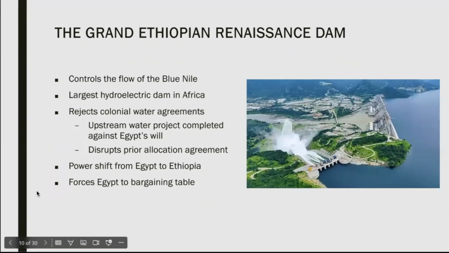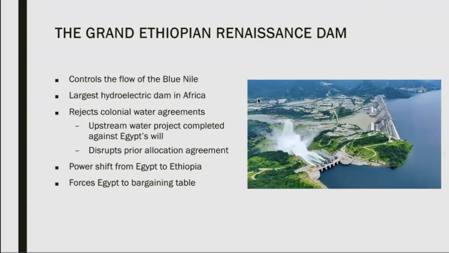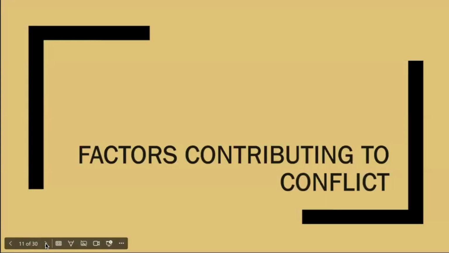It also disrupts this plan of prior allocation that had granted a disproportionate amount of water to Egypt. Now Ethiopia would control the flow of that water. So as power shifted away from Egypt and to Ethiopia, it has forced Egypt to the bargaining table. Now we're going to move into some of the factors that contribute to this conflict.